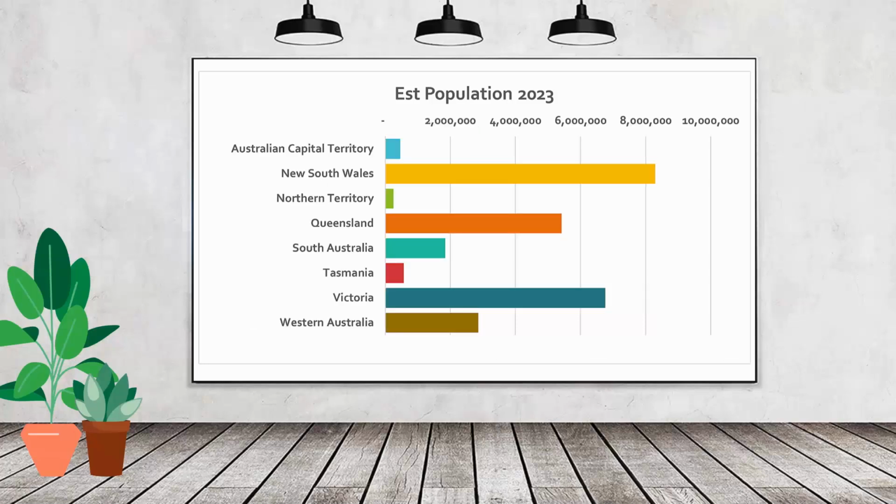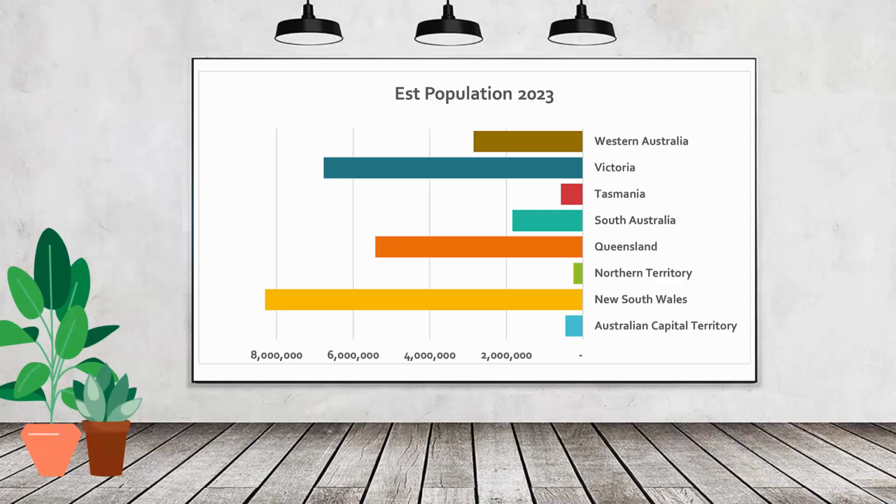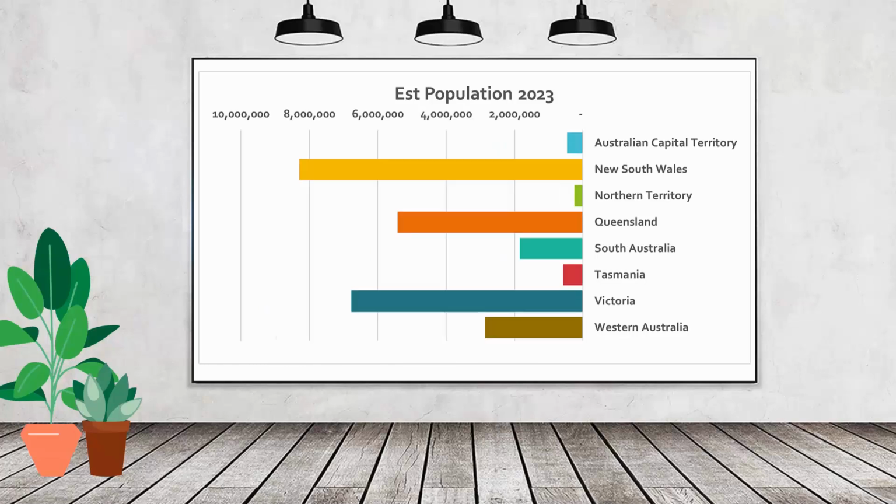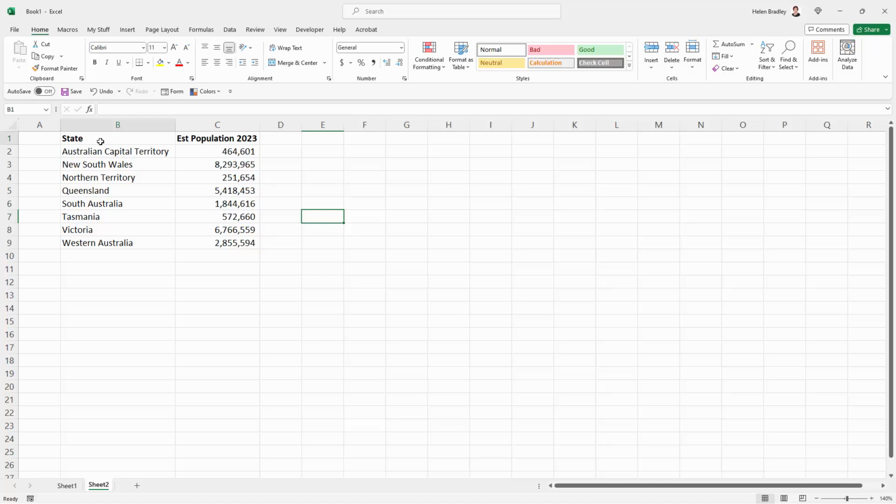Today we're looking at flipping data around a bar chart in Microsoft Excel to make things read a little bit better. I've got some data here, the states of Australia and their estimated population in 2023. You'll notice that the states are in alphabetical order.